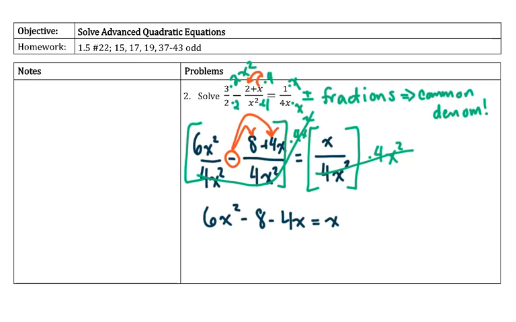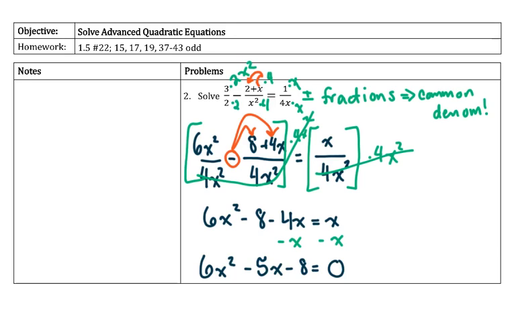Now it's a regular quadratic like you're used to. Subtract x on both sides to set it equal to 0. And I'm going to do a little reordering here. I'm going to keep my 6x squared in front, and then negative 4x minus another x is negative 5x, minus 8 equals 0. Now we'll ask ourselves if we can factor, and in this case it's actually going to end up being prime, and so since it's prime, we will use our quadratic formula.